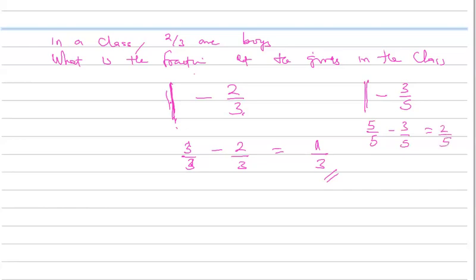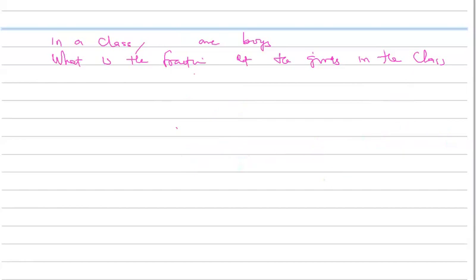So when you say 1, it means that if the numerator and denominator are the same, they are actually the same as 1. So that is what you might get from that. I will just rub a few numbers off there, and I will ask you to do this one. If 1/6 are boys, what's the fraction of the girls in the class?